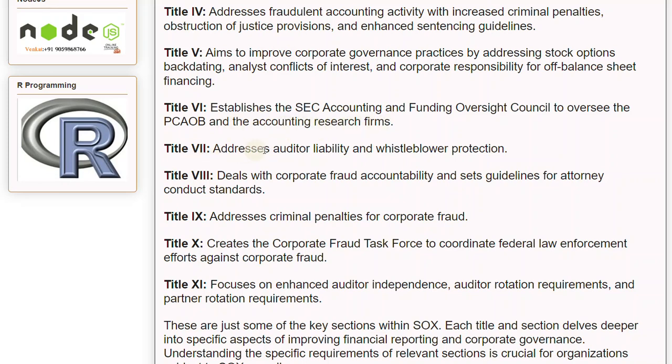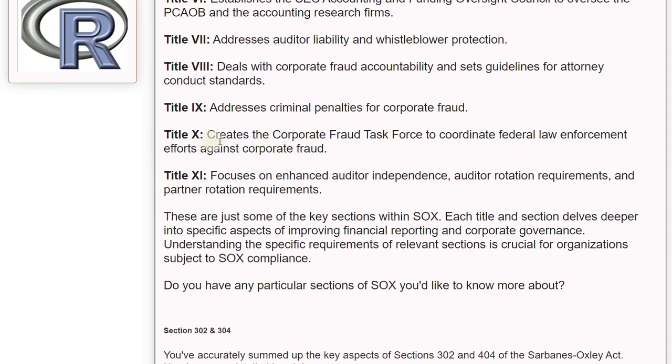Title VII addresses auditor liability and whistleblower protection. Title VIII deals with corporate fraud accountability and sets guidelines for attorney conduct standards. Title IX addresses criminal penalties for corporate fraud. Title X creates the Corporate Fraud Task Force to coordinate federal law enforcement efforts against corporate fraud. Title XI focuses on enhanced auditor independence, auditor rotation requirements, and partner rotation requirements.